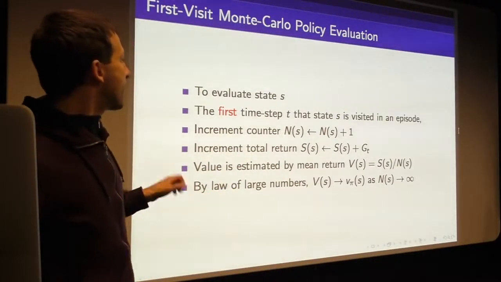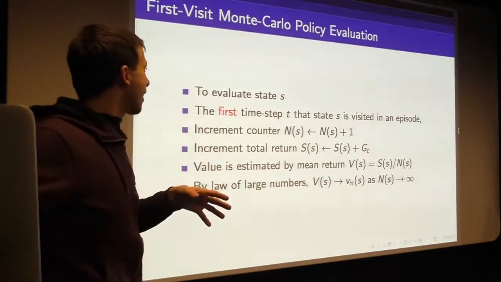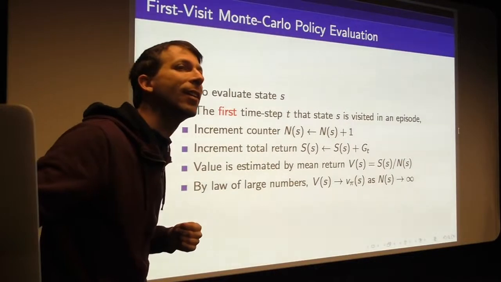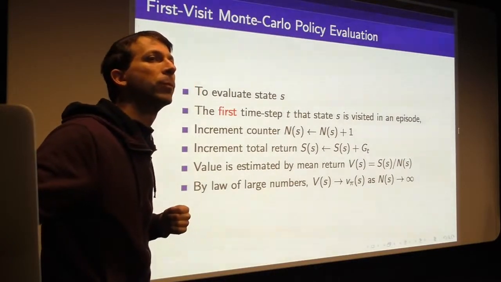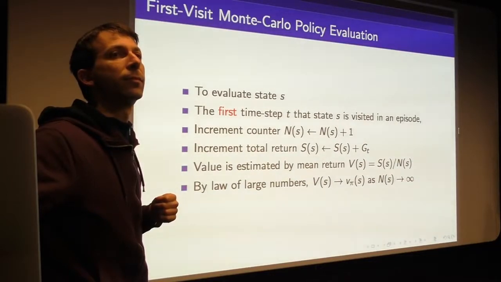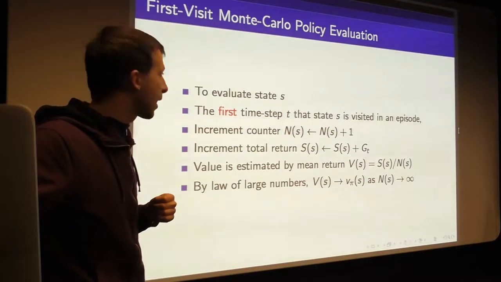Okay, so that's first visit Monte Carlo. Let's look at a very subtly different version. Sorry, quick question. I don't understand how can you make sure that you visit all the states in each of these?